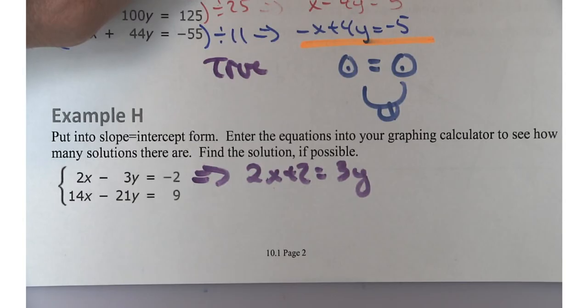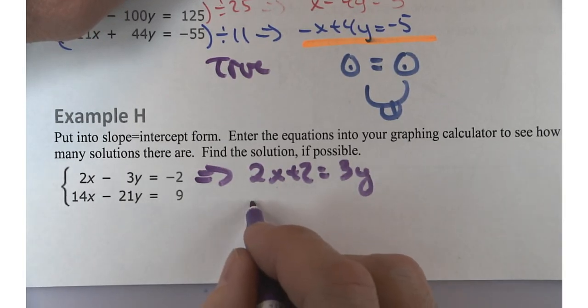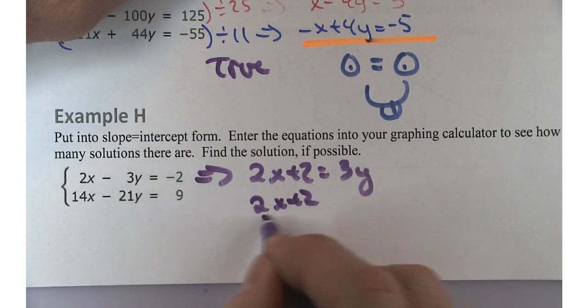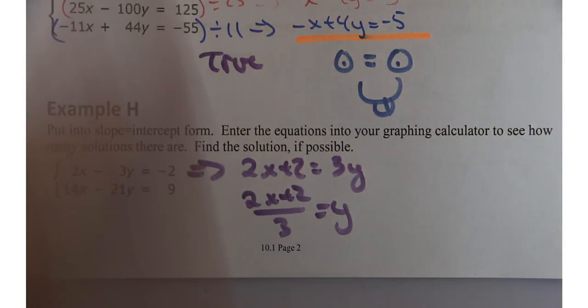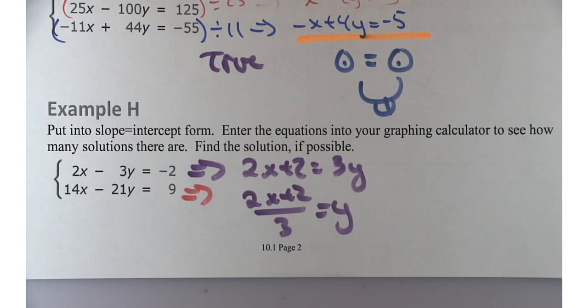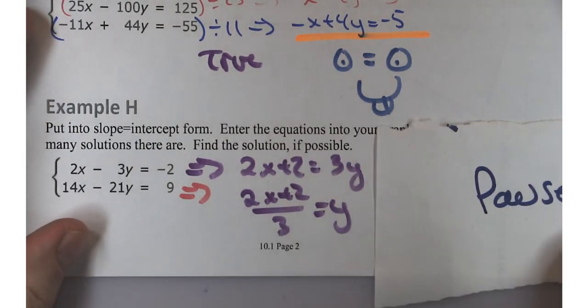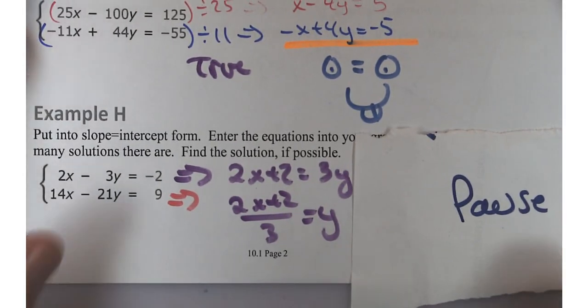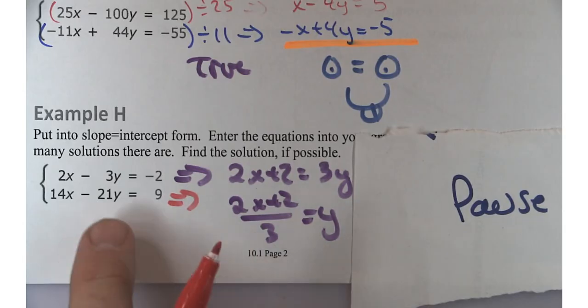Divide both sides by 3. So I get (2x plus 2) over 3 equals y. I could do likewise for this one. Why don't you try yourself to see if you can put it in a similar form. If you're watching this later, pause the video, see if you can figure out how to move things around to get y by itself.